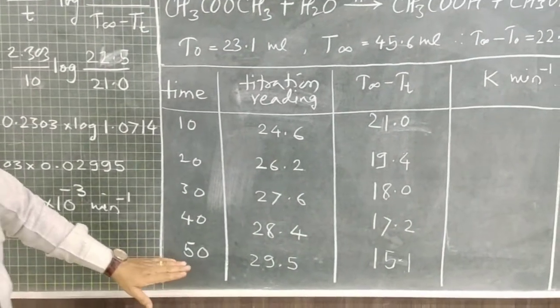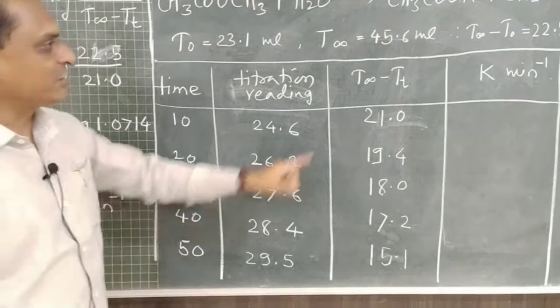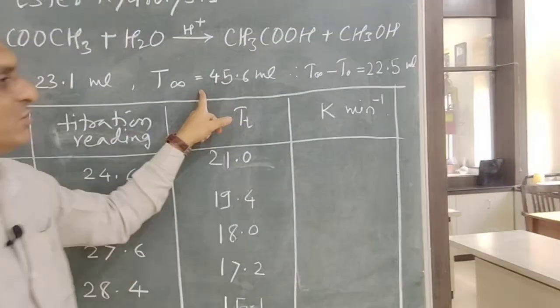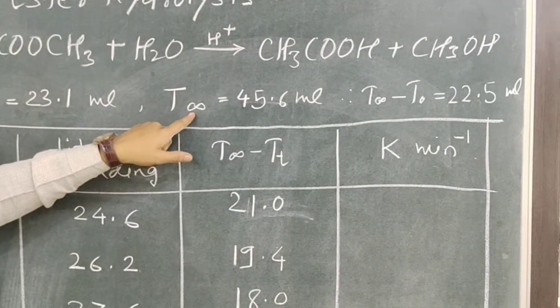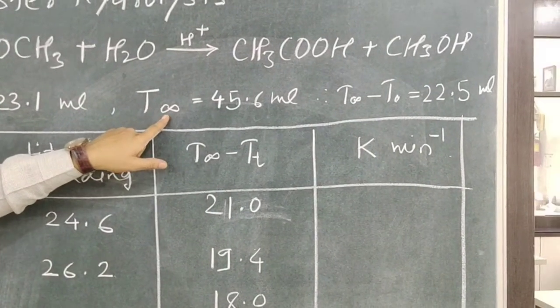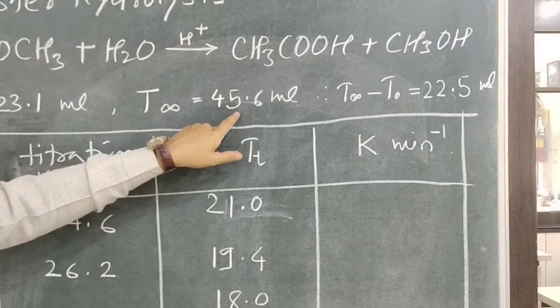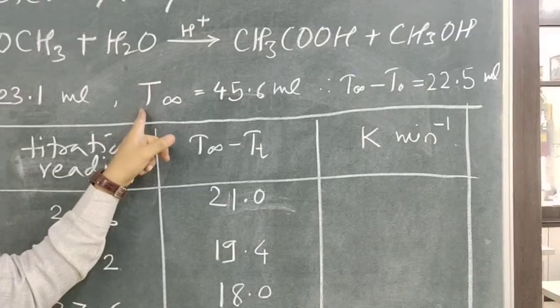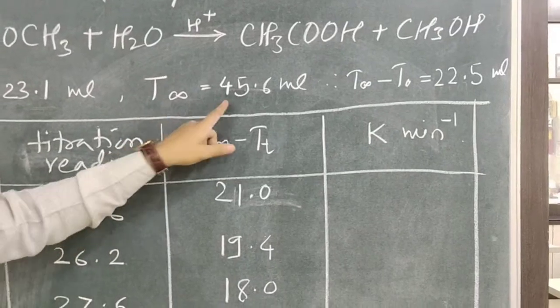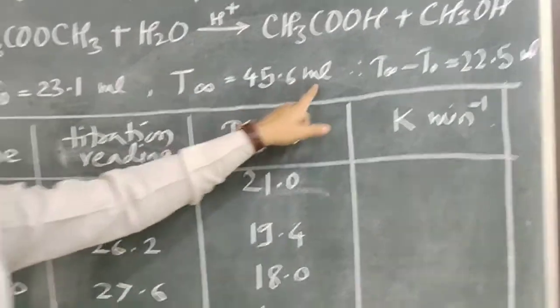And as explained by Dr. Indulkar sir, we have to go for the infinity reading. So the infinity reading is the reading at which the complete hydrolysis of methyl acetate occurs, and this reading will be provided to you by the examiner. So for today's experiment, the infinity reading is 45.6 ml.